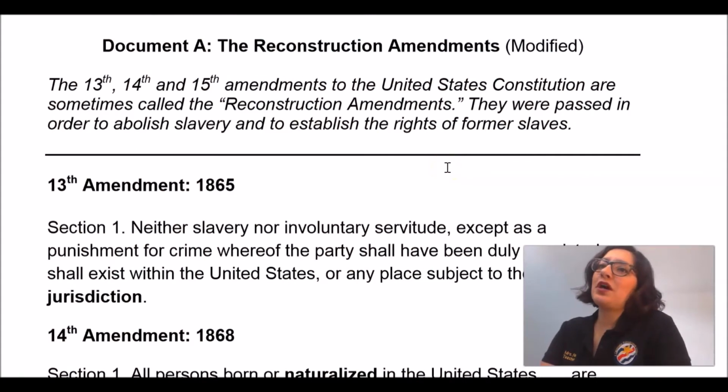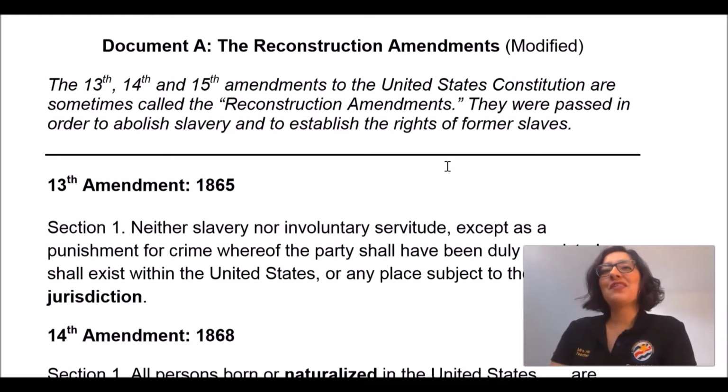I'm going to be reading Document A, the Reconstruction Amendments. This is a modified version of those amendments, meaning it's just a little bit shorter than if you read the actual amendment itself. And it's a more simplified language as well. The 13th, 14th, and 15th Amendments of the United States Constitution are sometimes called the Reconstruction Amendments. They were passed in order to abolish slavery and to establish the rights of former slaves.